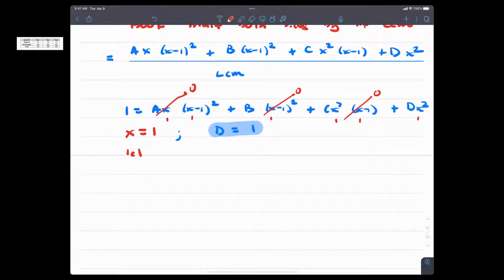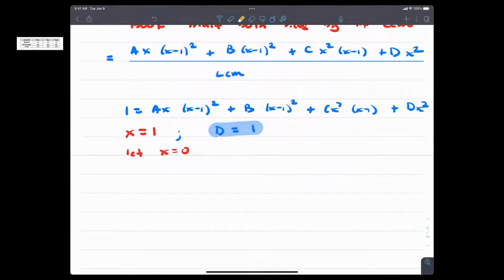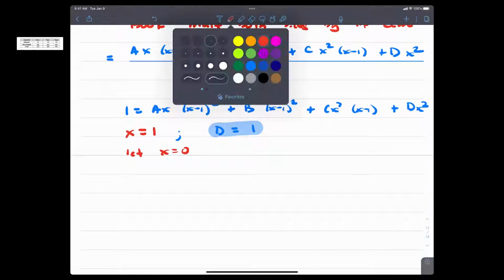Now, you say, what would you do next? Well, let x be 0 now. Do you guys know why I want to let x be these values? Can you guys see why we're going to use 0 and 1? Because go back over here, right? What would make that 0? You can say set x minus 1 equal to 0, and that means x is 1. Now, what would make this 0? Well, simply x is 0. So I can find values here.